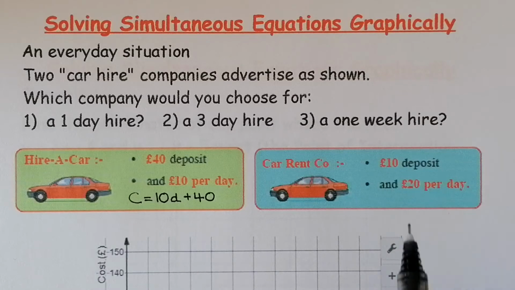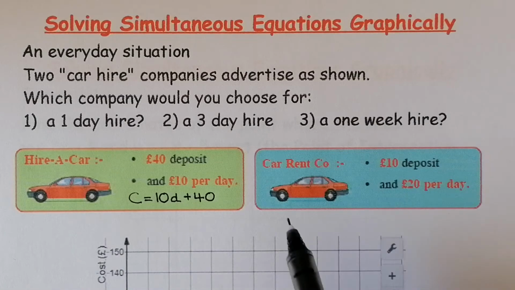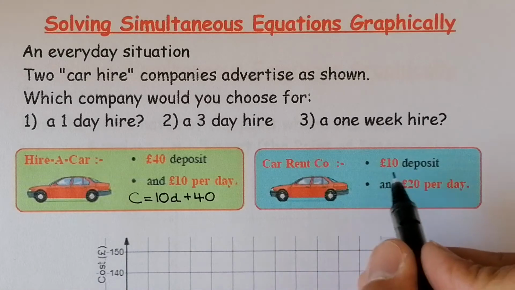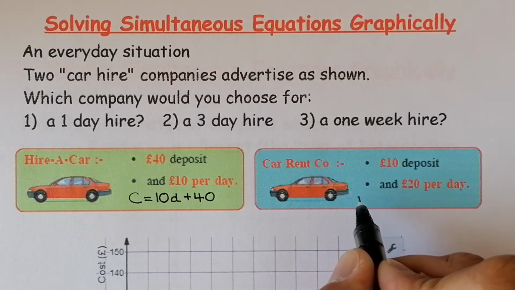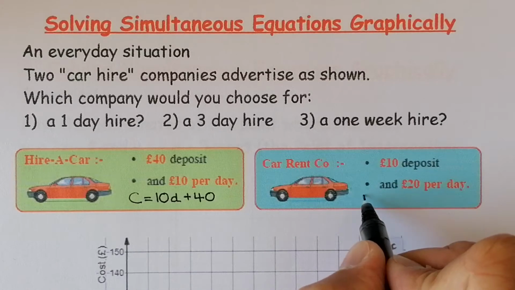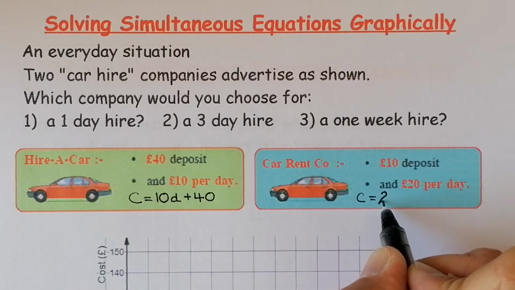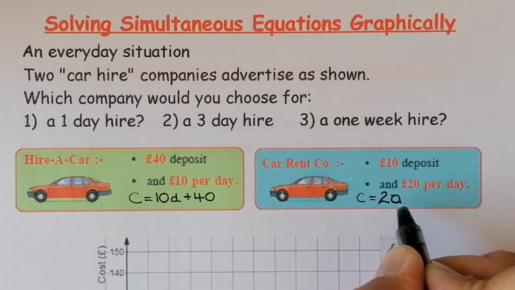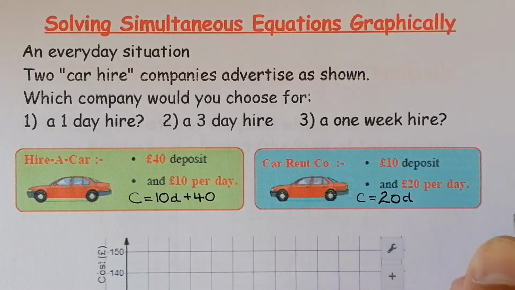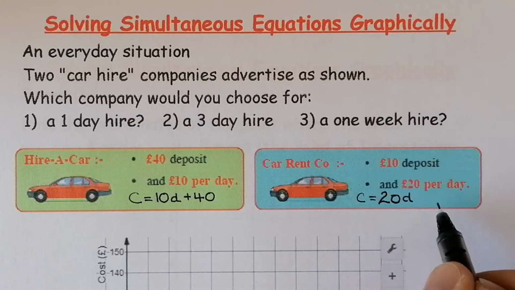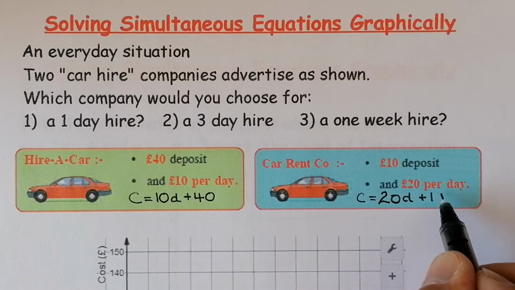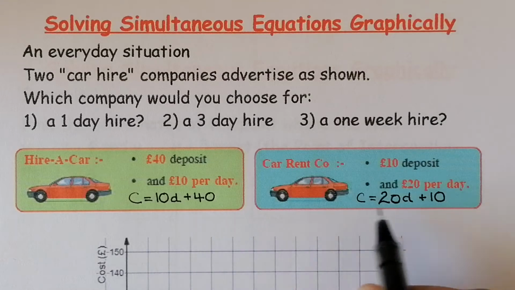So I'm also going to graph on the same plot the car rent company. And with this one I'm going to be looking at the same type of information. So the cost for this car company is going to be £20 every day. So £20 every day. I'm trying to think of that as a kind of gradient. So 20 times the days. And I've got a £10 deposit, so I'm going to add £10 onto that as well. So there are the two linear equations that I'm going to sketch on the same graph.